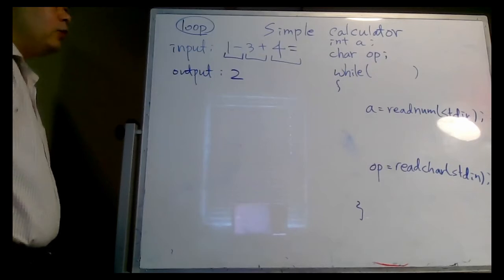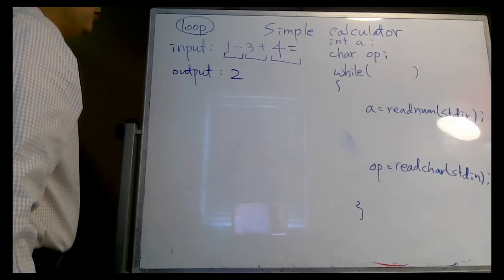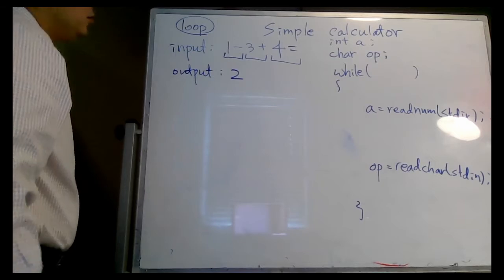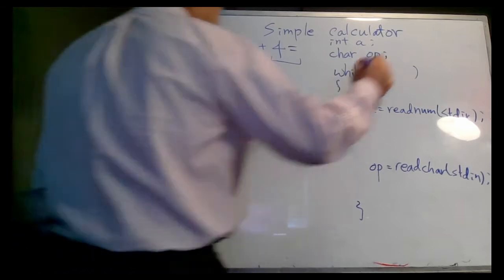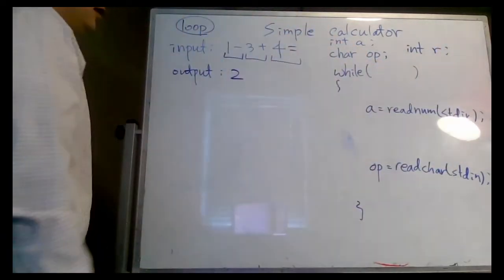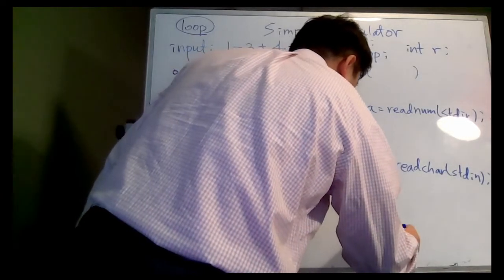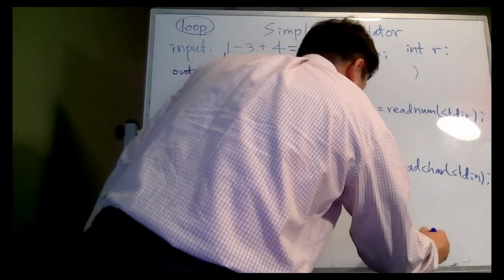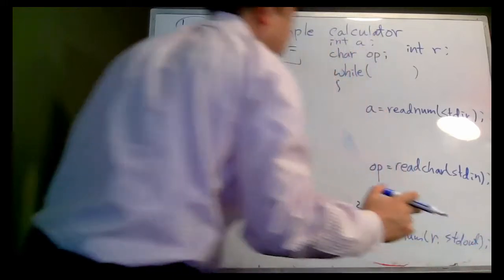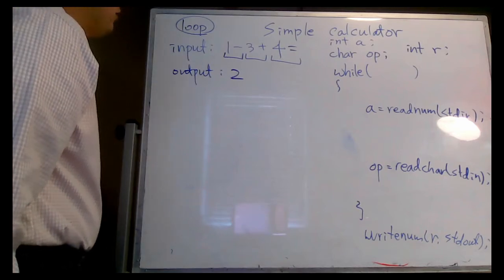So now we still need to fill out the details. First of all, you have to compute the result, right? How do you evaluate the result? That means you probably need to have another variable, let's say R, the result. And then at the end, you have to call writeNum, then R. Okay. What else? Where do you compute the result?